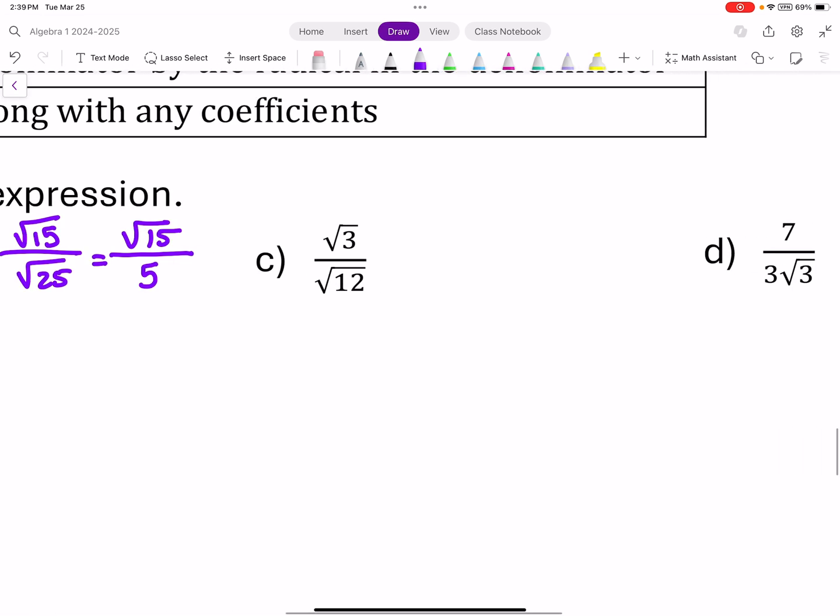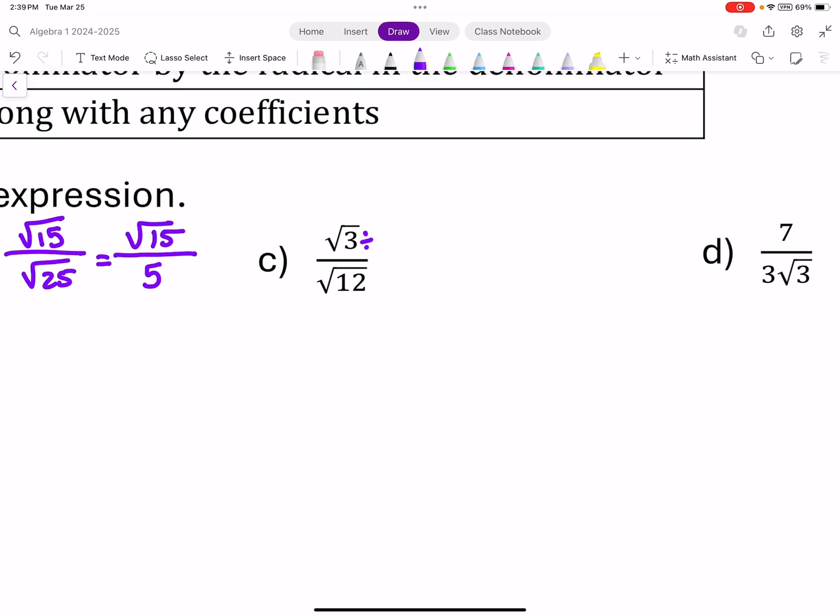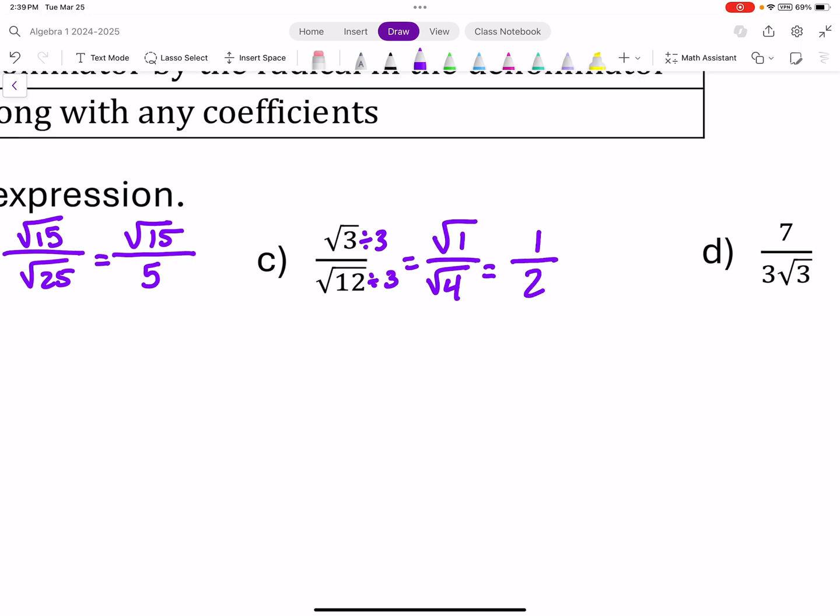Letter C here, they are not perfect squares, but I could go ahead and divide both of these by 3. So I would get the square root of 1 over the square root of 4. Well, the square root of 1 is just 1. 1 times 1 is 1. And the square root of 4 is 2. So now it allowed me to get rid of that radical on the bottom.